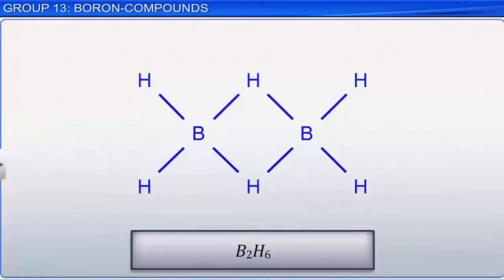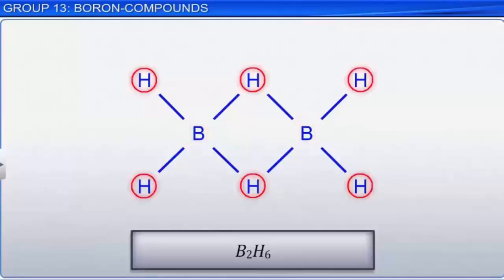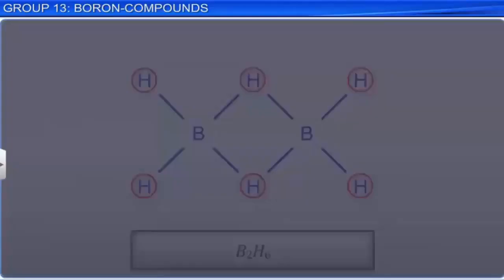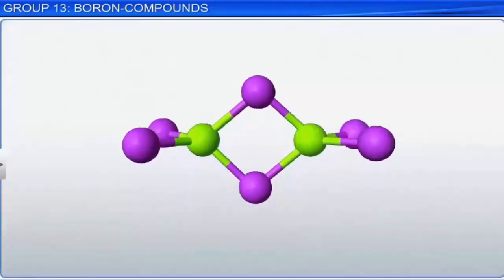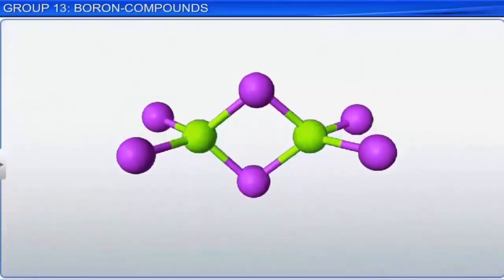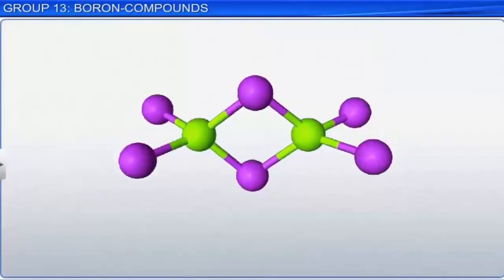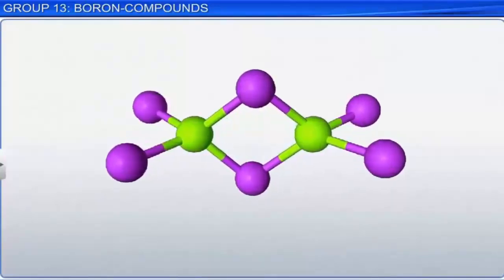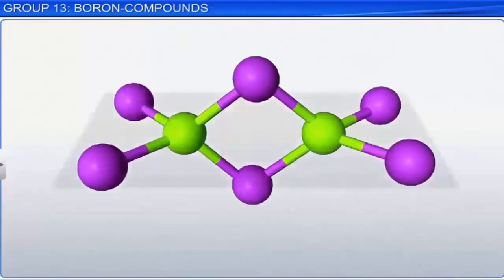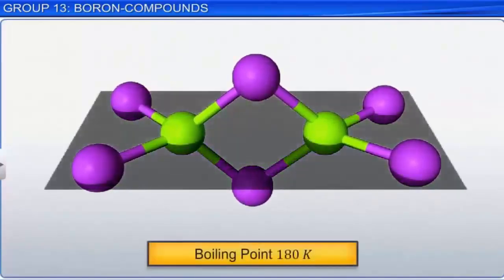Diborane, B2H6, whose structure is illustrated here, is another important compound of boron. Boranes are a class of compounds containing only boron and hydrogen. Diborane is colorless, highly toxic, and extremely reactive. This colorless and highly toxic gas has a boiling point of 180 Kelvin.